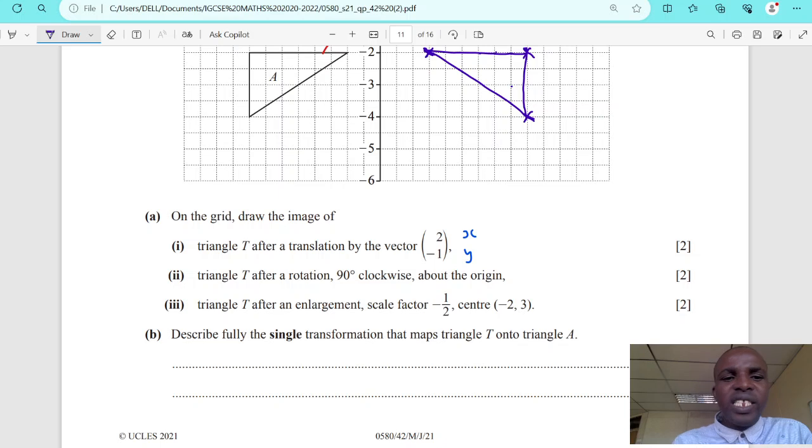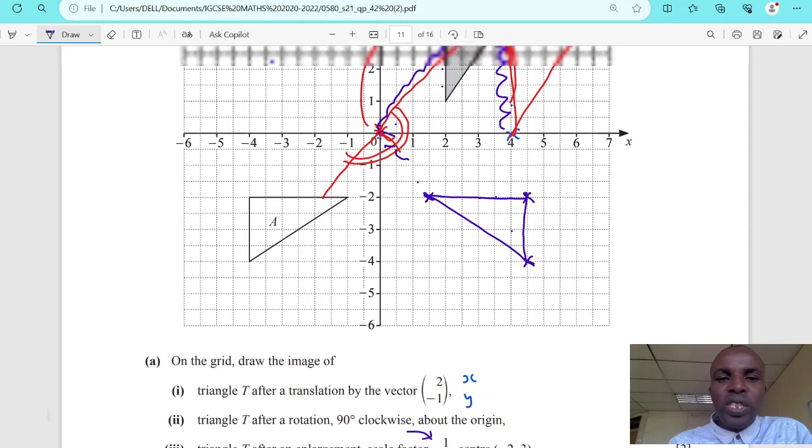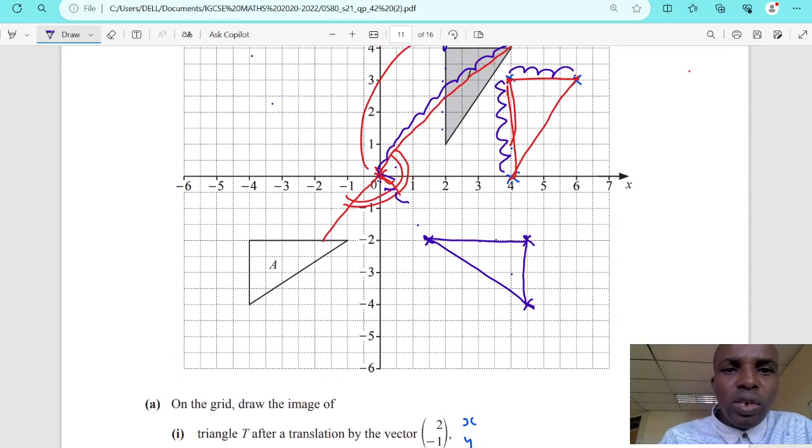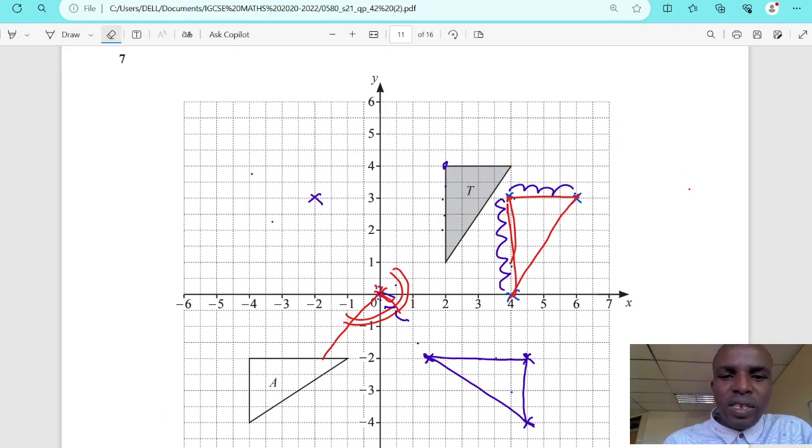Right, this one is done. Then next, triangle T after an enlargement, scale factor minus half, center minus 2, 3. Scale factor minus means the image is on the opposite side of the center from the original shape. Then half means the image is half of the original shape. So first mark the center of enlargement, minus 2, 3: x minus 2, y 3. There. Then the scale factor is minus half.